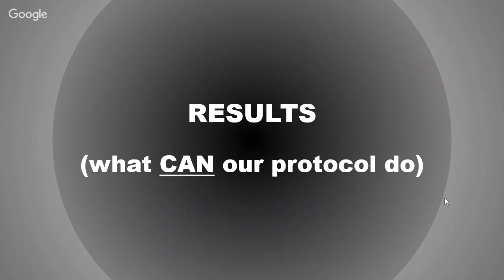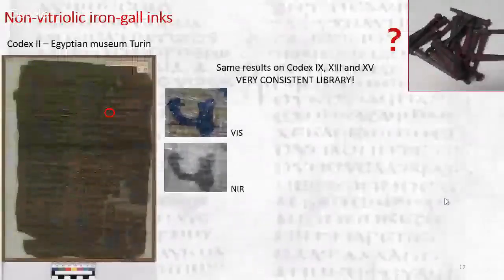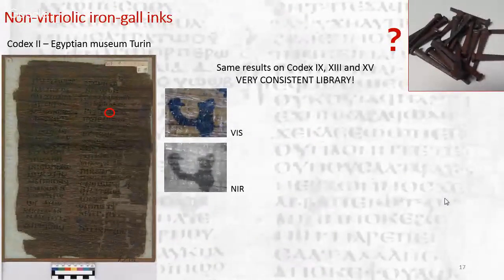So let's first talk about the positive news, let's say. What can we actually do? Well, I'm going to present now a series of case studies. Maybe some of you know the manuscript I'm going to present. This is a leaf from a papyrus codex preserved now at the Egyptian Museum in Turin and coming from the library of the Cathedral of Tis.